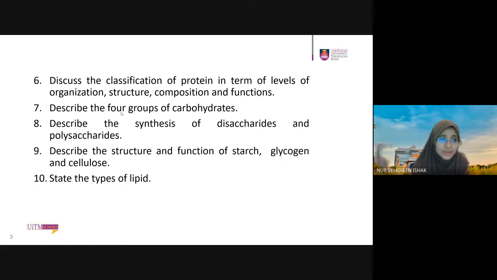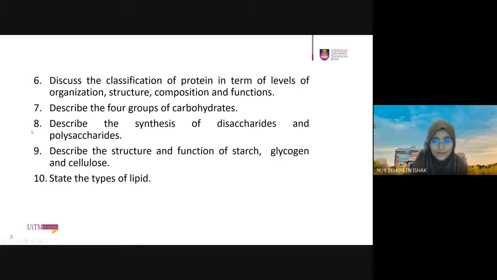So usually they are stored in the liver. And then you have the cellulose, which is the component of plant cell wall. And then you have some more. So that one we are going to look at when we reach the carbohydrate subtopic. And then the next one, describe the synthesis of disaccharides and polysaccharides. So again, when you want to synthesize a disaccharide, you combine 2 monosaccharides together. For example, in order to produce maltose, it is between glucose, and there is a bond in between that we are going to look at the name of that bond.